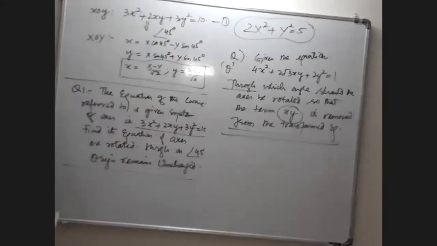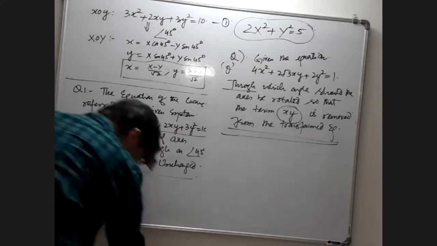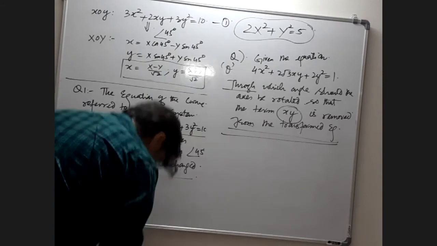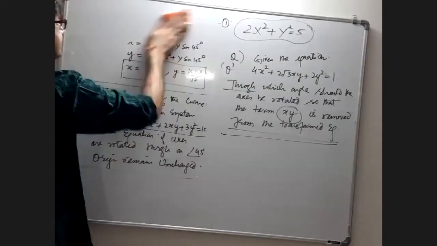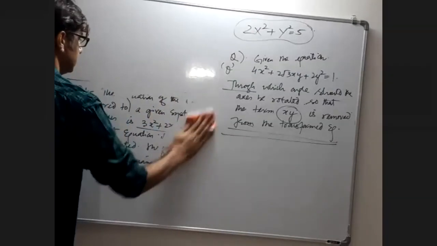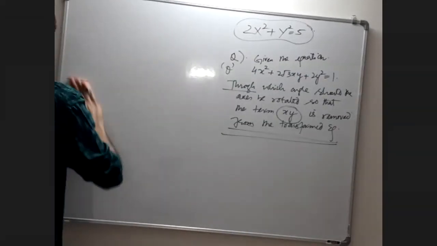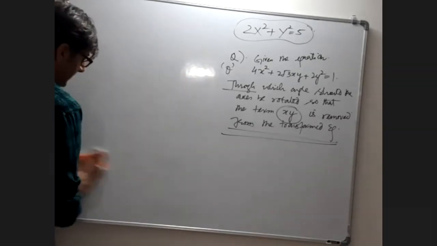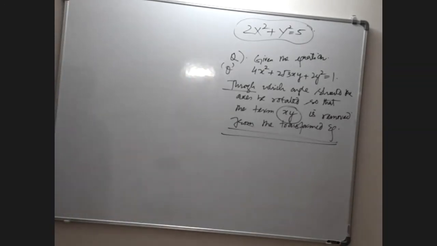So please attempt this question. That is again a very simple question. Given the equation 4x square plus 2 root 3xy plus 2y square is equal to 1, through which angle should the axes be rotated so that the term xy is removed from the transformed equation?